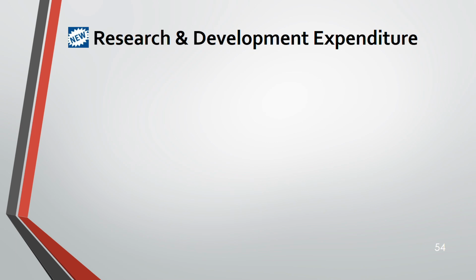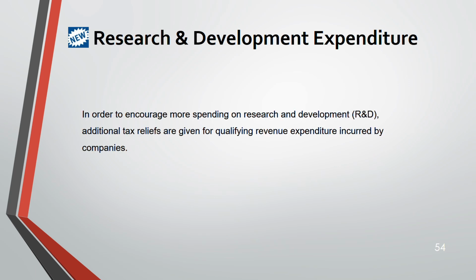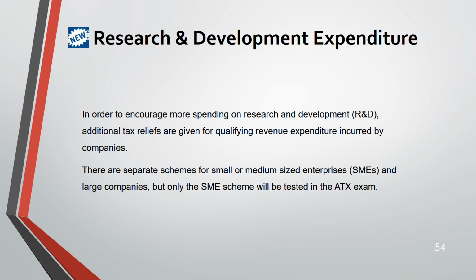Next, research and development expenditure. This is new for ATX, so it has a very high probability of occurring in your ATX. In order to encourage more spending on R&D, additional tax reliefs are given for qualifying revenue expenditure incurred by companies. There are separate schemes for SMEs and large companies, but only the SME scheme will be tested in your ATX. You do not need to know the definition of an SME for R&D purposes.